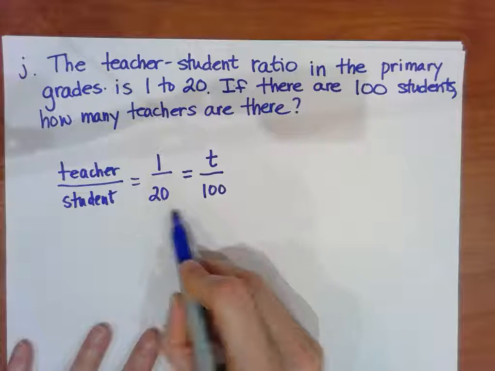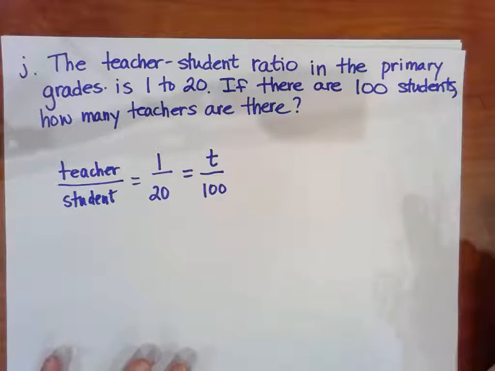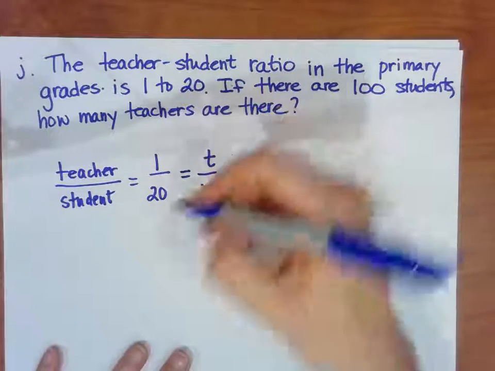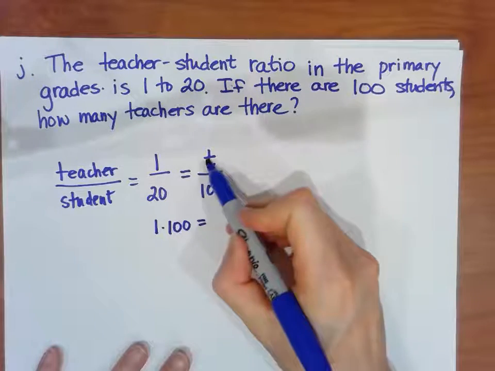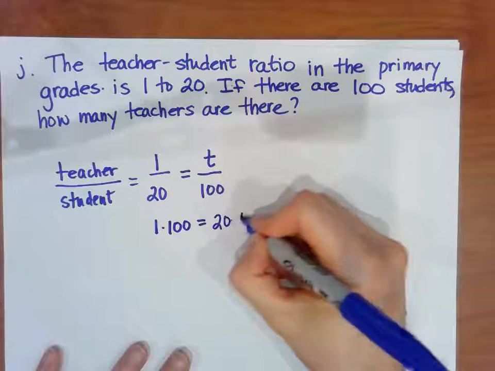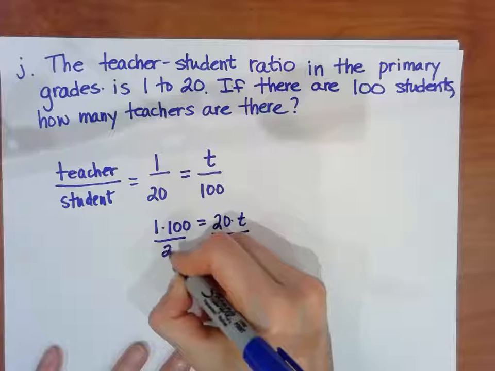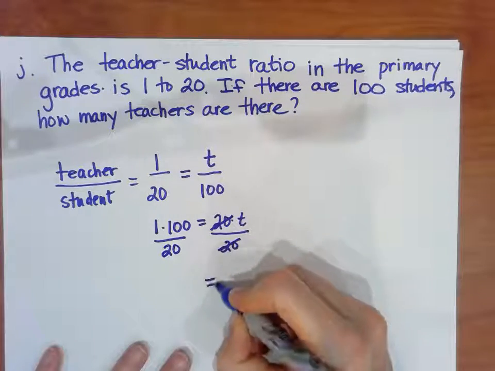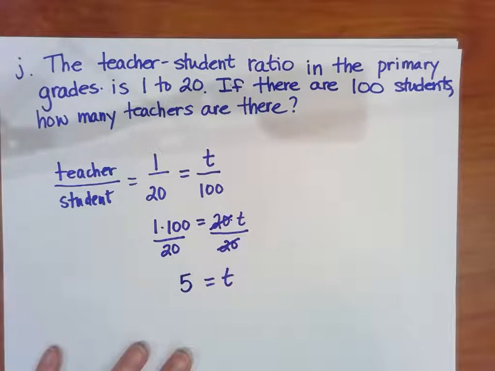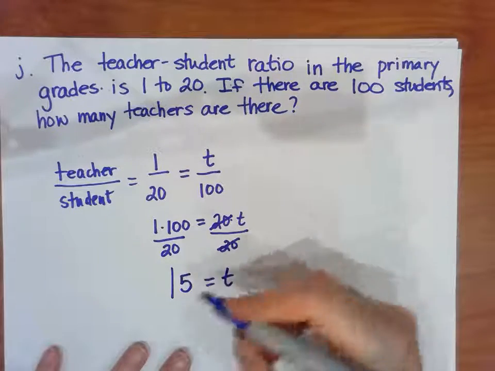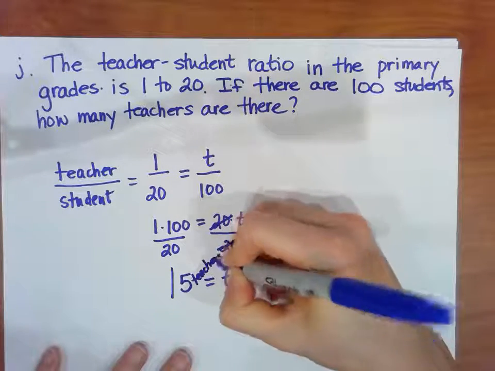Now there is a nice, easy multiplying relationship here, but just to practice, let's use the cross product. So 1 times 100 has to equal 20 times t. If we divide both sides by 20, those cancel and we get t. And 100 divided by 20 is 5. So I guess we should put 5 teachers. Make sure we put our units in there.